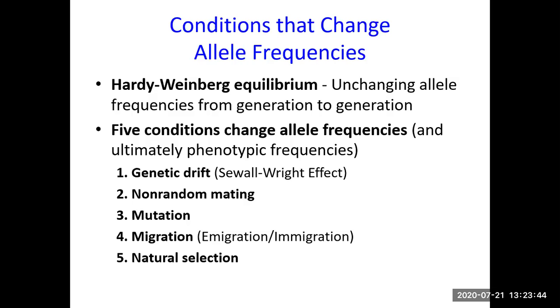In order for us to understand these 5 factors, look at the 5 fingers of your hands. We are going to understand these factors by drawing an analogy between the fingers of your hands and these factors. The first one is genetic drift, also known as the Sewall-Wright effect, which is based on the name of the scientist who wrote about it. Non-random mating is second. Third is mutation. Fourth is migration, and fifth is natural selection. Genetic drift we are going to compare to the pinky finger of our hand, the small one.